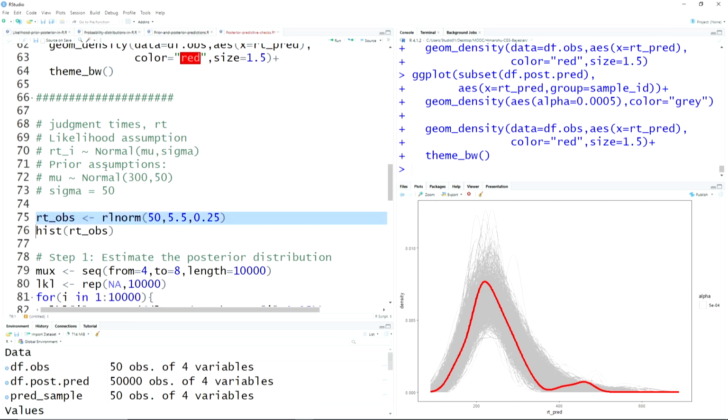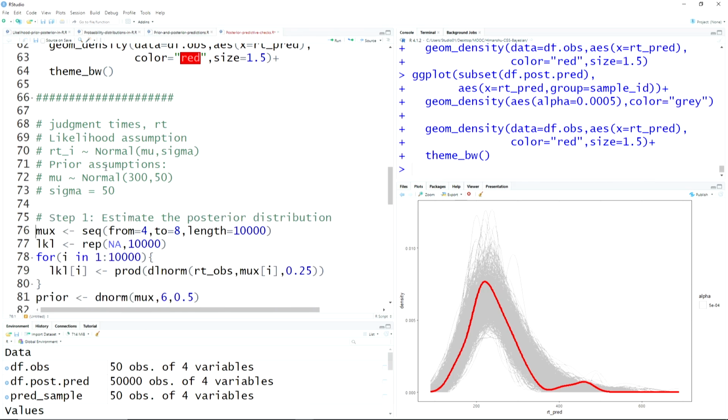So, we are not going to change RT obs, right. And let us do everything now. Now, our likelihood assumption has changed. Prior assumption has just changed accordingly, because now the mu parameter is in the scale of 300, 400 milliseconds, right. It is not on log scale, it is on raw scale, right. So, let us see what will happen now.